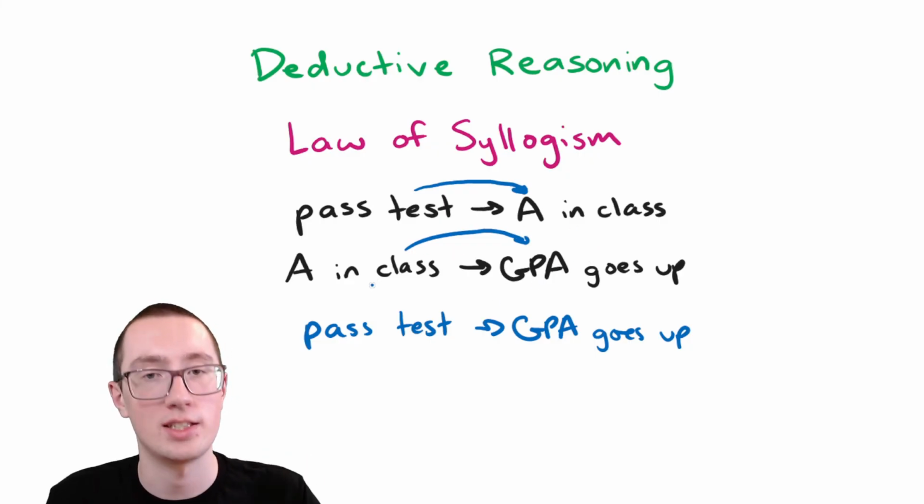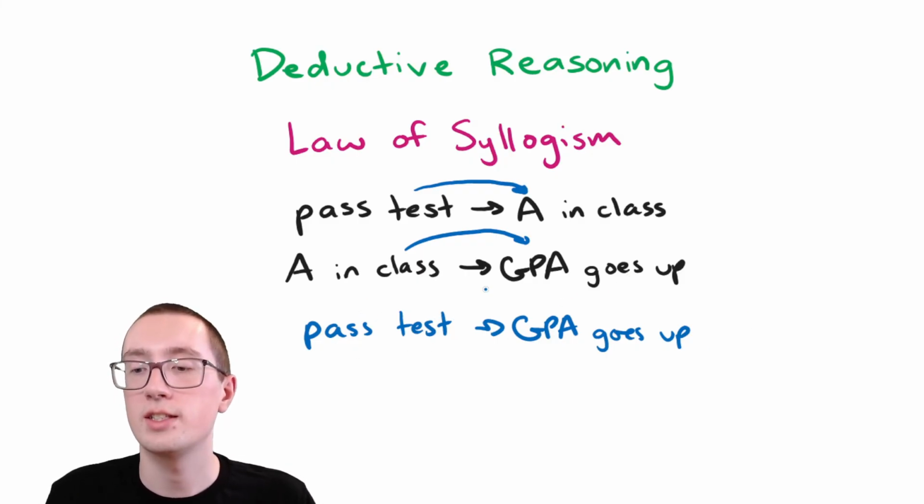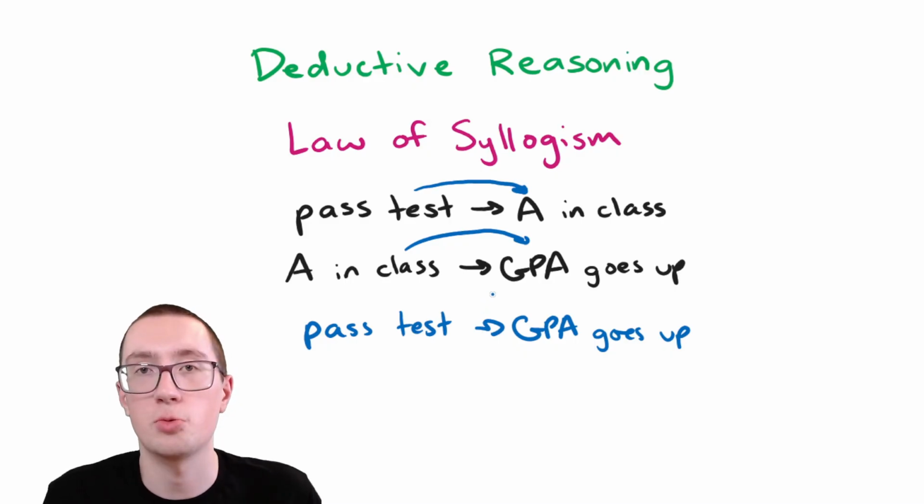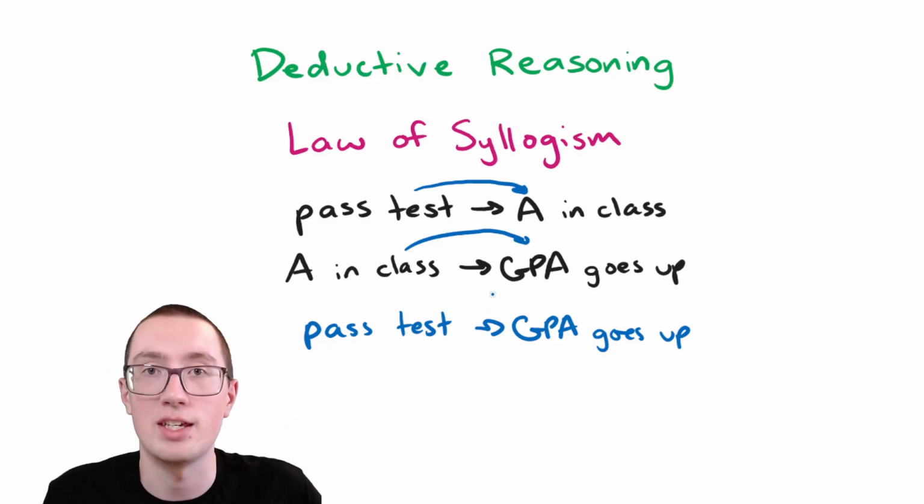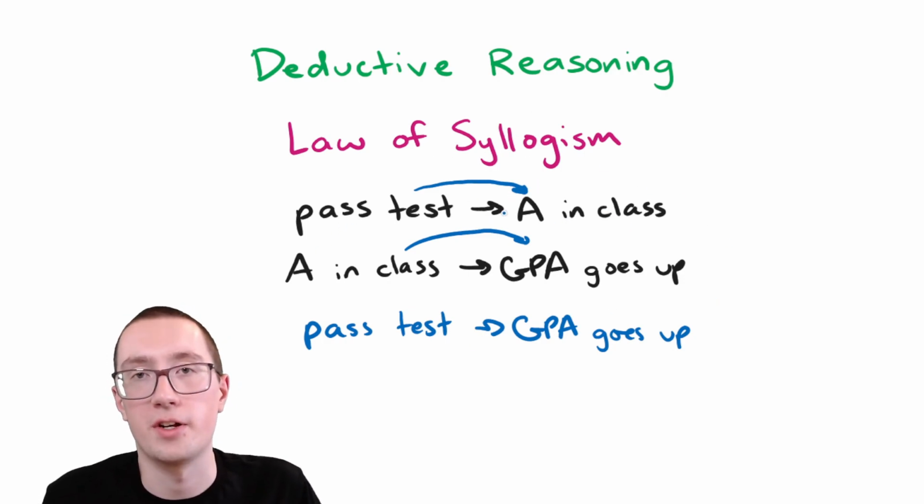So we can completely skip the A in the class part and just say that if I pass the test, my GPA goes up. So again, a lot of these things are just things that you do naturally in your everyday thinking in life, but you didn't know that they had a name. So just relate these with real life examples, and it will be a lot easier to understand that way.